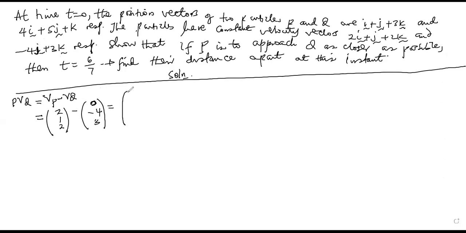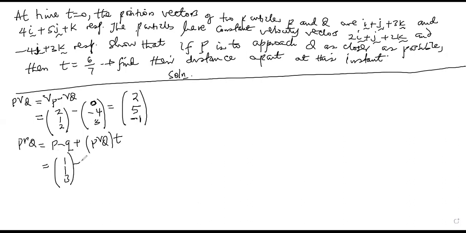When you take the difference, you're going to have 2, 5, 2 minus 3, that is negative 1 here. Then PRQ is the same as PR. Okay, it's the same as P minus Q, then plus PVQ at time t. So P minus Q is the positions of P and Q. So we shall have 1, 1, 3 minus the one of Q, which is 4, 5, 1, then plus PVQ t, which is 2, 5, negative 1 times time t.